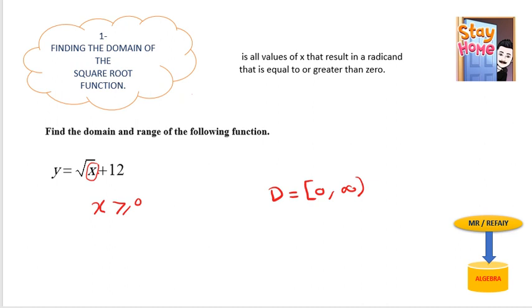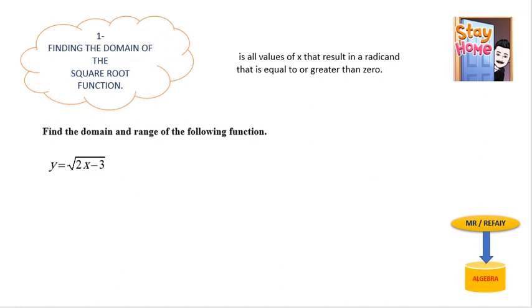How to get the range? To get the range, just substitute the first value of x here, which is 0. So here, root 0 plus 12 equals 12. So the range is all of the values starting at 12 and moving up to positive infinity also. The 12 is closed, and positive infinity is open.